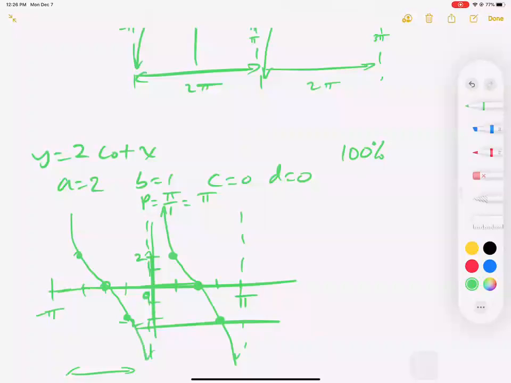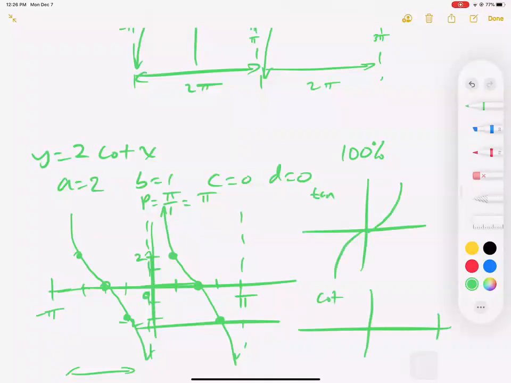So what's the only difference between cotangent and tangent? Tangent goes 50-50. This is a tangent graph. A cotangent instead takes a step to the right and goes down. So it's 100% to the right and 100% to the left.